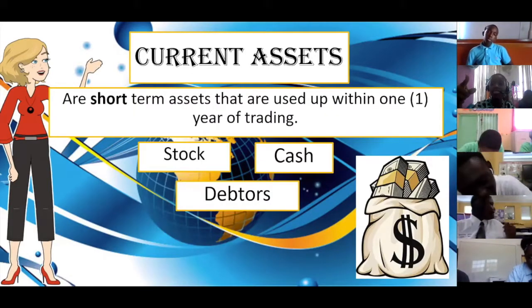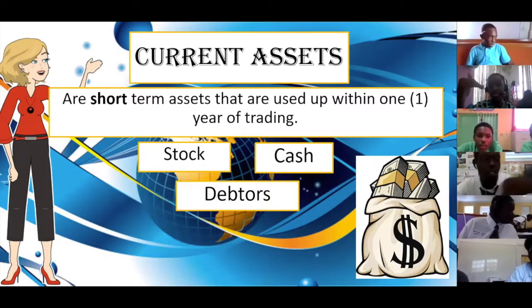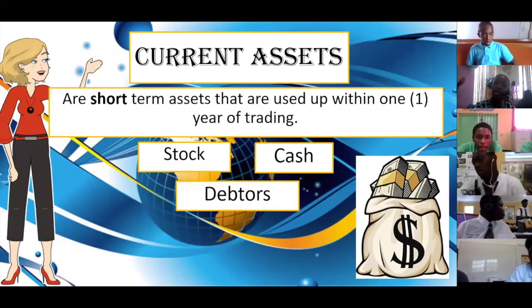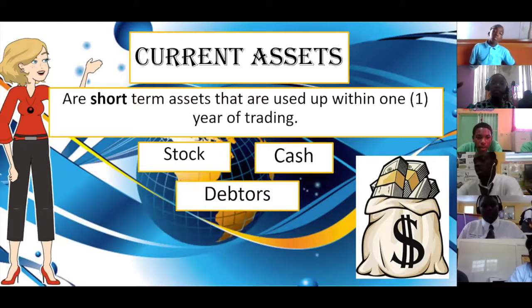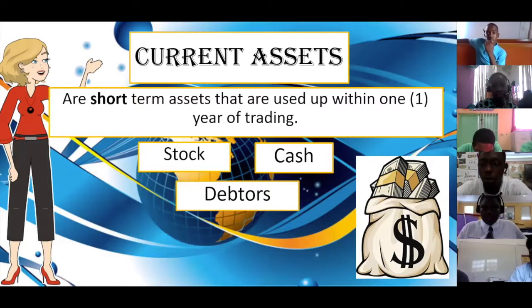Current assets are your short-term assets, and they last less than a year. So that's your stock, that's your cash, that's your debtors. All right? So please know the difference between your fixed assets, which last longer than a year, and your current assets that last less than a year.